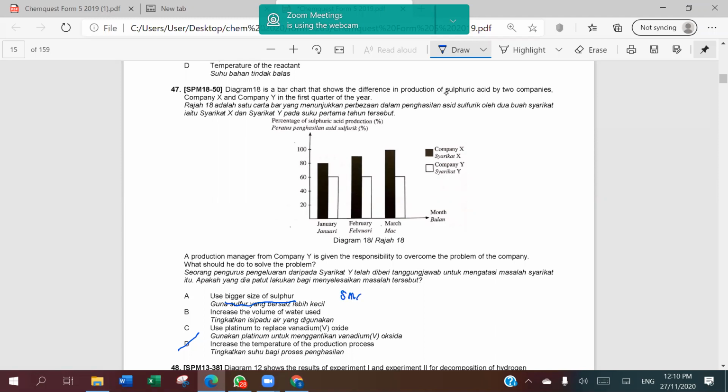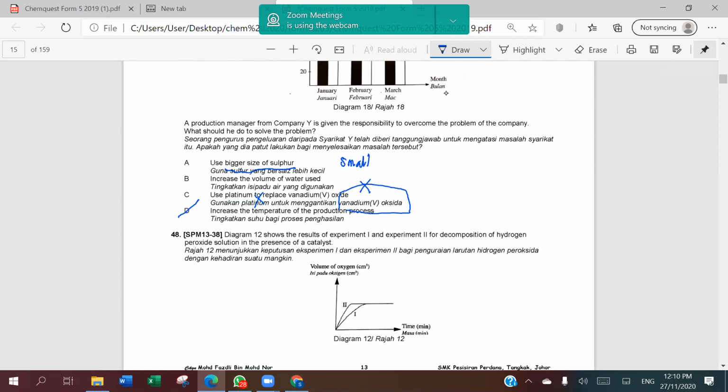The next one. Is volume part of my factor? No. And then for sulfuric acid, you must use vanadium oxide. It's specific. You cannot use platinum. Out. Okay, so the best answer is D.